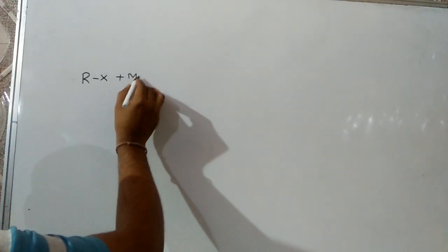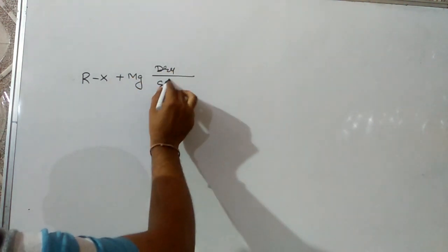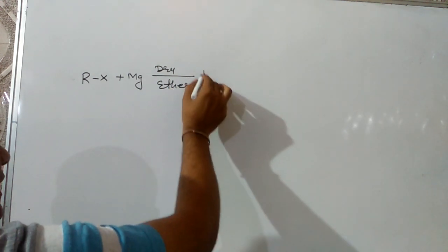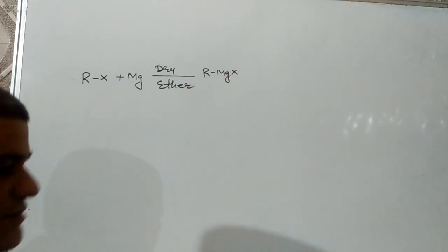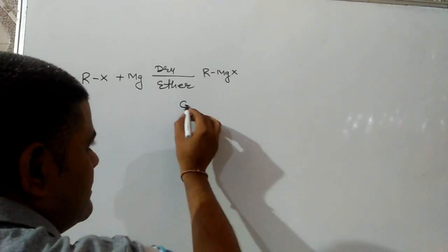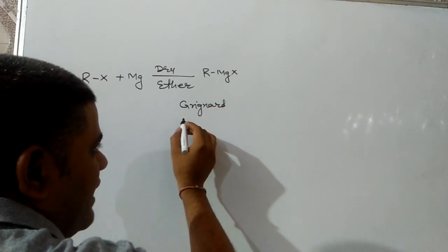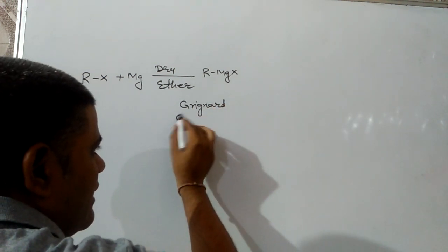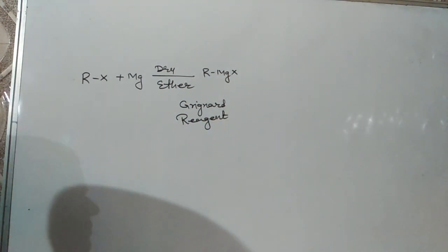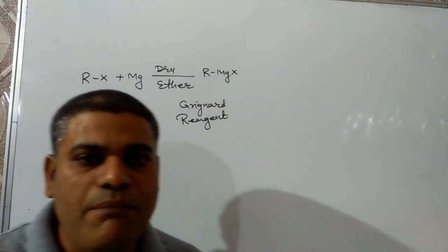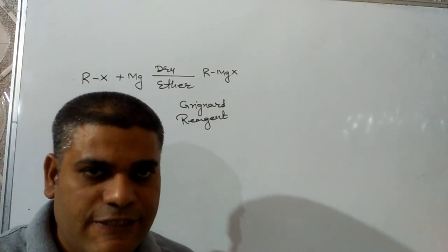Haloalkane reacts with magnesium metal in dry ether to form an organometallic compound, Grignard reagent, RMgX. This reagent is known as Grignard reagent after a French chemist, Victor Grignard, who received a Nobel Prize for the preparation of this compound, because this compound is very vital for organic conversions.